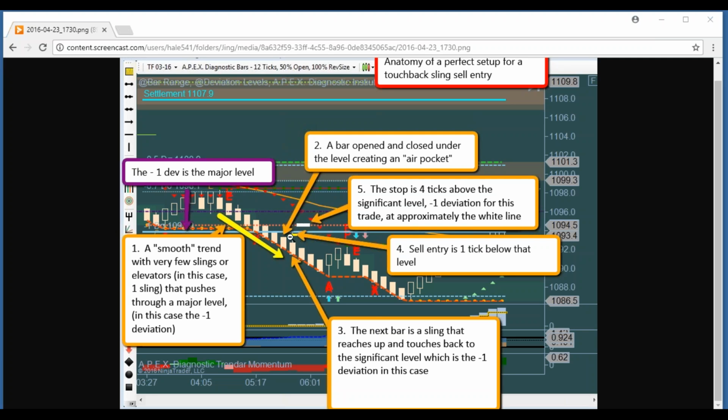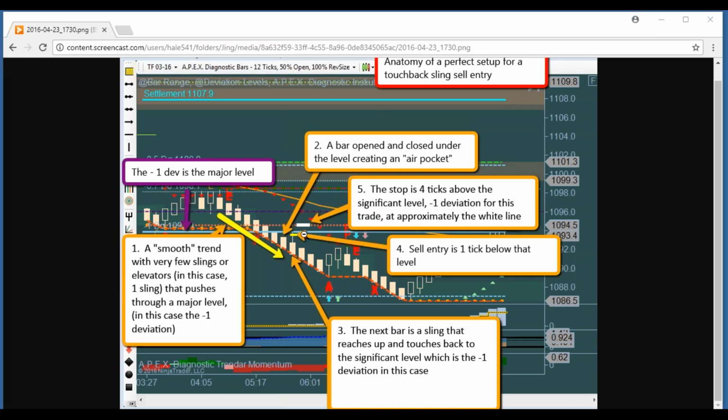My order is placed 1 tick below the level. My stop is placed 4 ticks above the level. I've got a 5 tick stop. 5 ticks. That's a really low stop, isn't it? Even on NQ or something, $5 a tick, it's $25 risk.